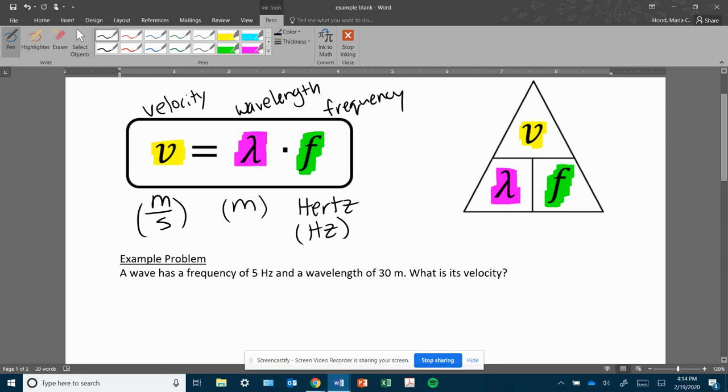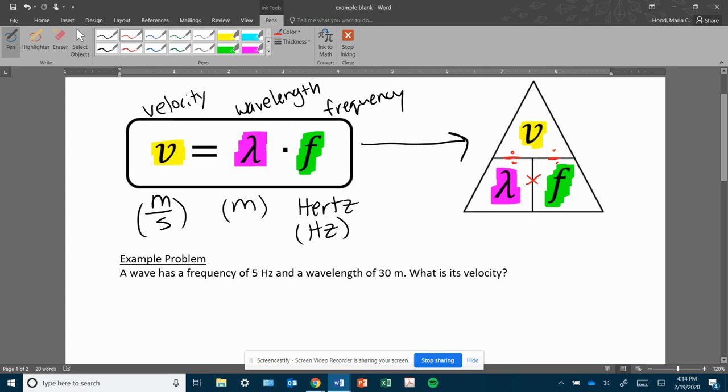Now, because this is a 3-variable equation, we're able to use our triangle of knowledge. So for those of you that don't remember, when we're using this triangle, we cover up the variable that we're solving for. And what's left over will tell us how we solve for it. Remember, things that are on top of each other are divided, and things that are next to each other are always multiplied.